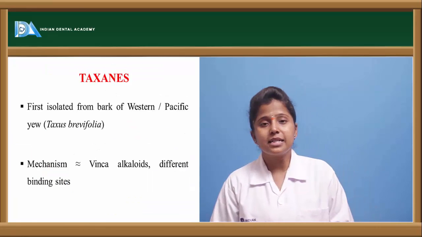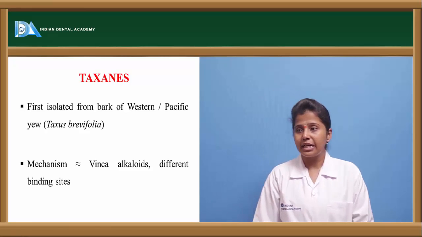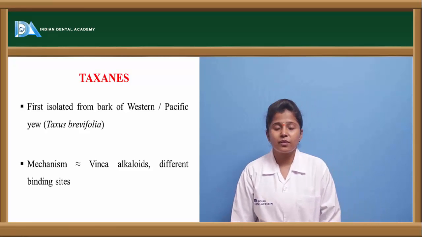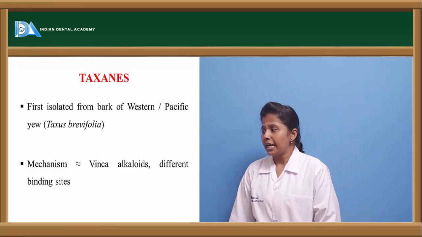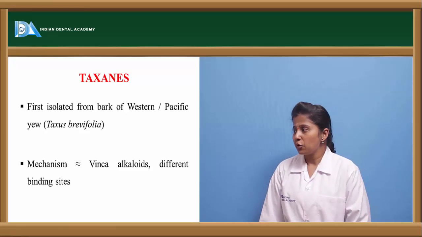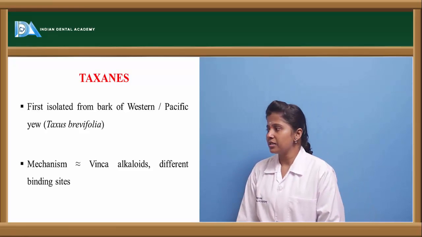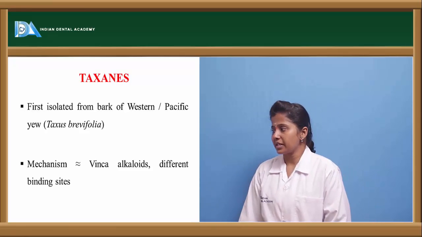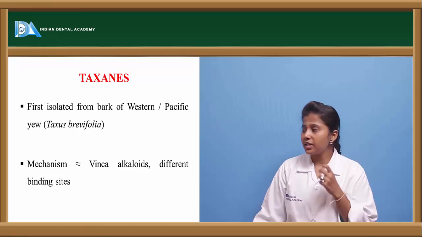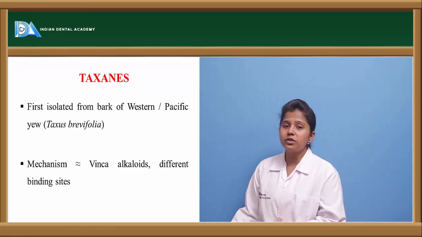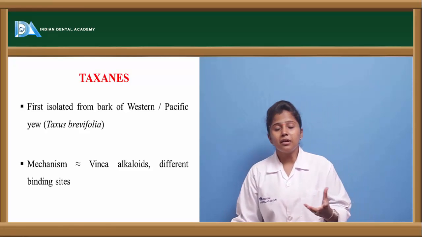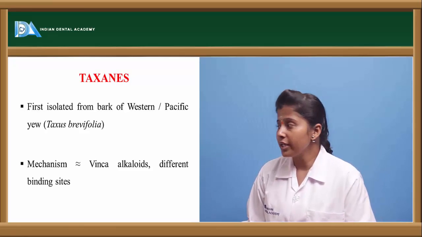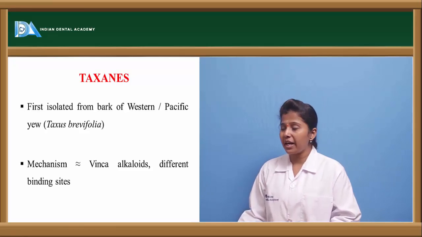Taxanes. Taxanes are also one of the plant derivatives, and they are isolated from the bark of a plant called Taxus brevifolia. The common name of this plant is Western or Pacific yew, and the botanical name is Taxus brevifolia. Here we can see the taxanes have almost the similar mechanism of action as Vinca alkaloids, but they have a different binding site.